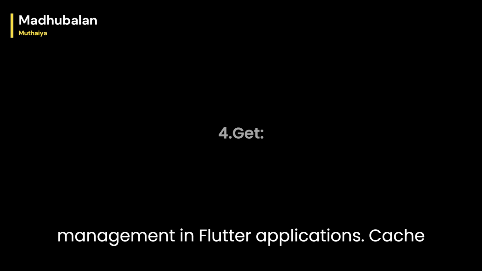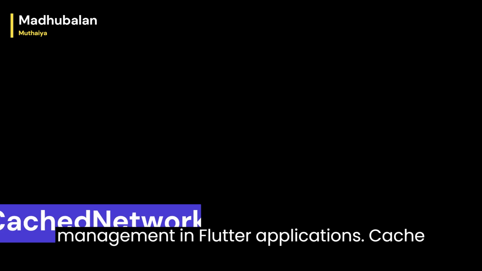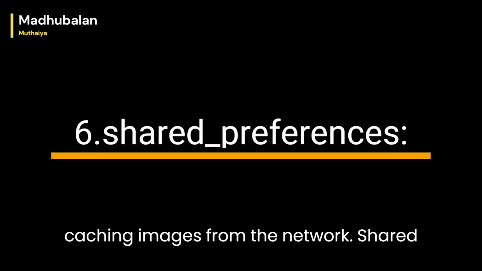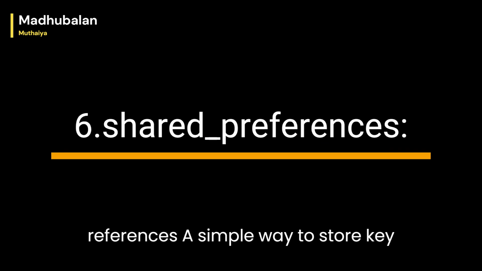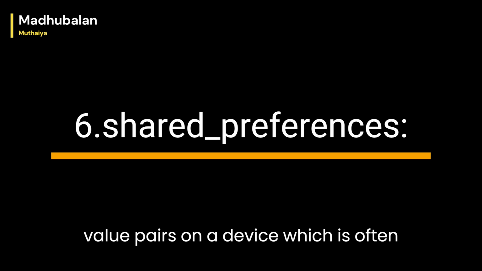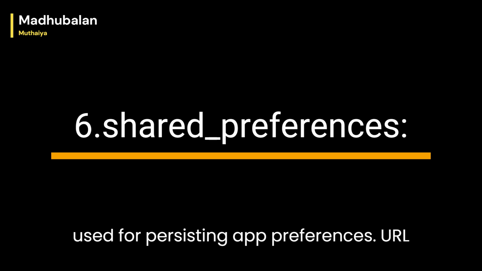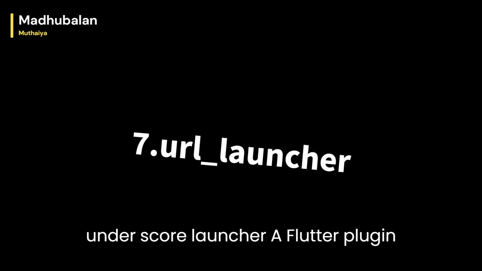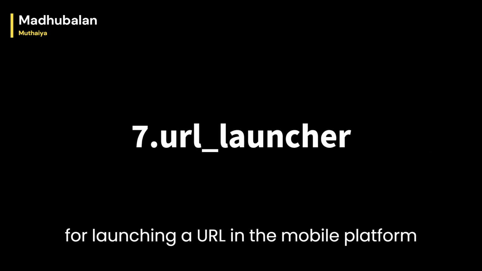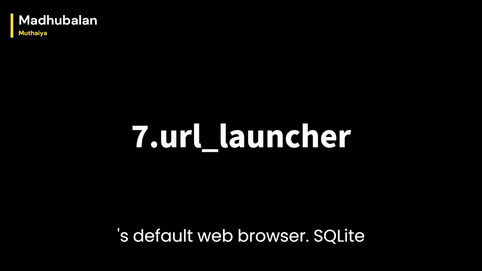Get, a package that simplifies navigation and state management in Flutter applications. Cached network image, a package for loading and caching images from the network. Shared_preferences, a simple way to store key-value pairs on a device, which is often used for persisting app preferences. URL_launcher, a Flutter plugin for launching a URL in the mobile platform's default web browser.